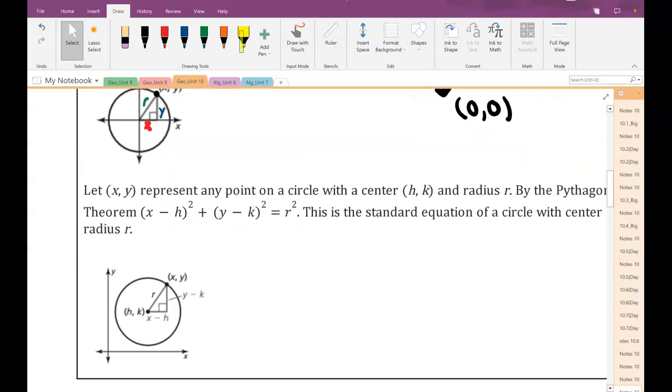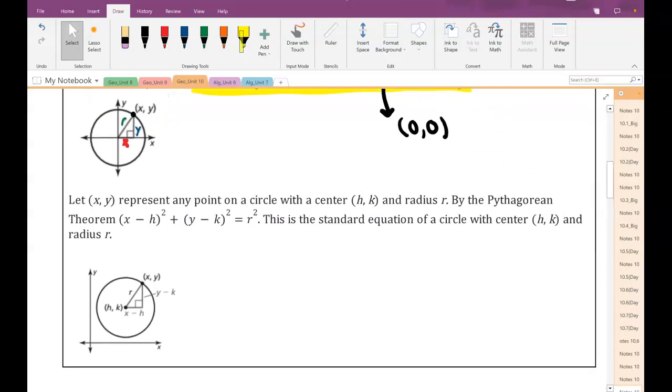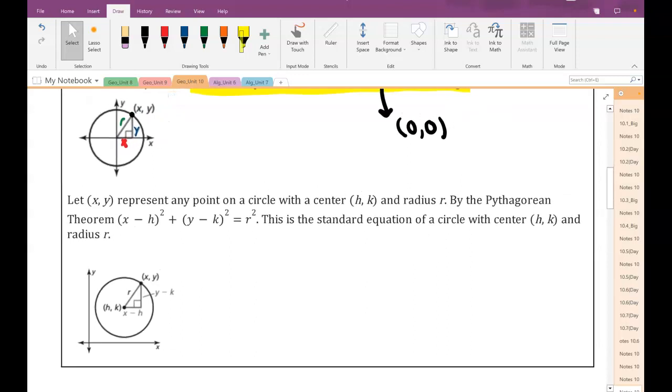Let's say our circle is off center and we don't have our center at the origin. We're still going to use xy to represent any point on the circle, but now our center is going to be, we're going to represent it as h, k, where that is the center of our circle, and h is our x value, and k is our y value. Someone probably smarter than me knows why we use h and k. I do not, so don't ask me.